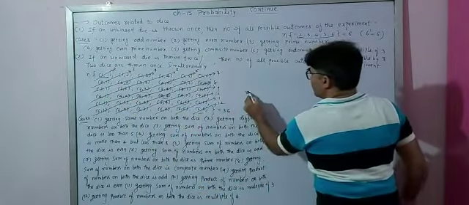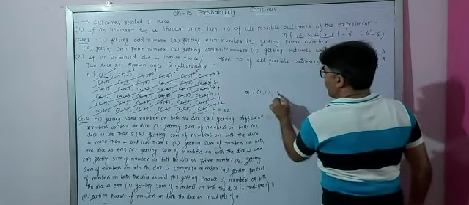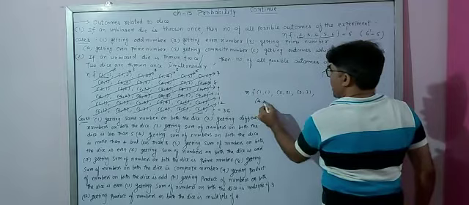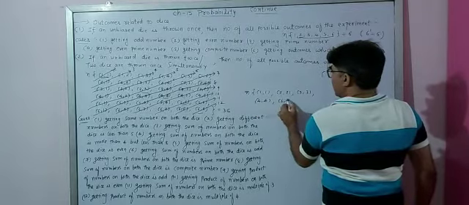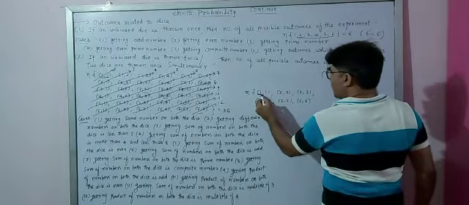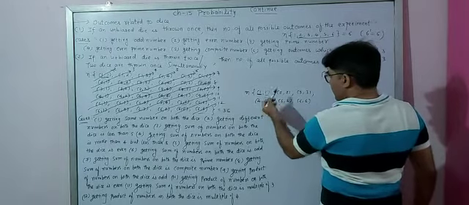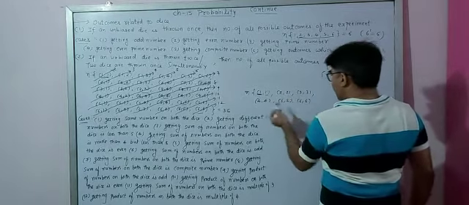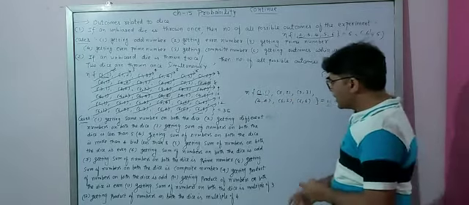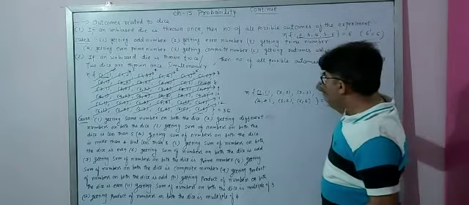1 1, 2 2, 3 3, 4 4, 5 5 and 6 6, because here we are getting one number on the first die and the same number on the second die, and like that. Total is 6.